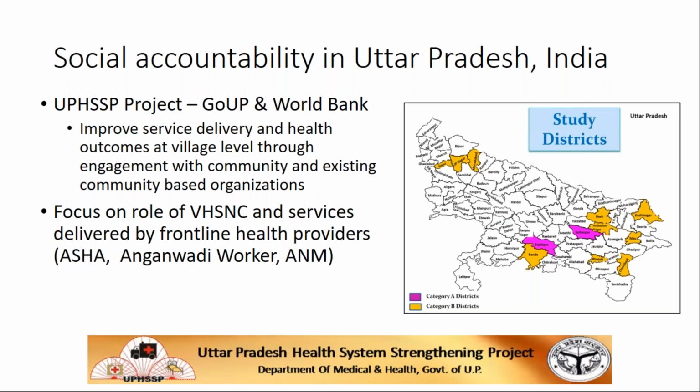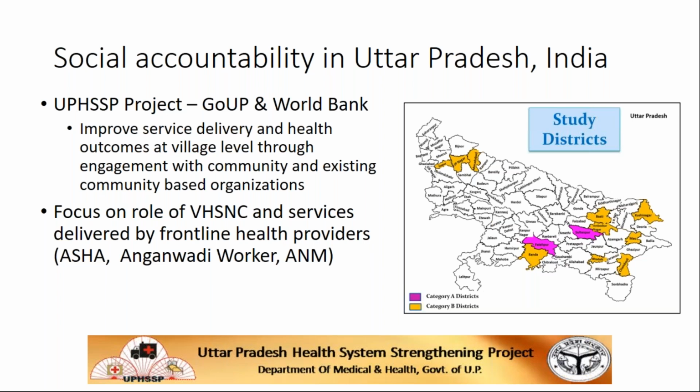So this social accountability intervention was part and parcel of a larger project that was supported by the World Bank and run by the government of UP or Uttar Pradesh. This was the UP Health System Strengthening Project, and the goal of the project was to improve health service delivery as well as health outcomes at the village level in rural UP. And the idea was to increase engagement with community members as well as existing community-based organizations.